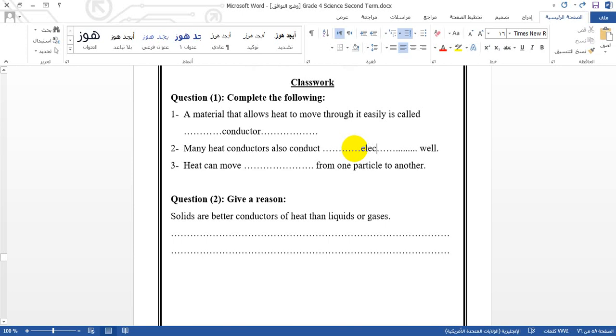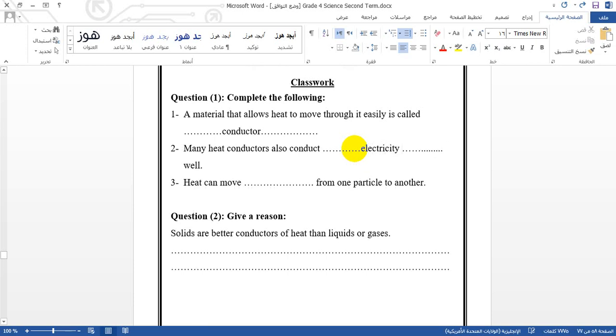Electricity, okay, guys. So electricity. What about heat? Number 3, heat can move from one particle to another. Heat can move from one particle to another by a conductor. So the conductor will help the heat move.